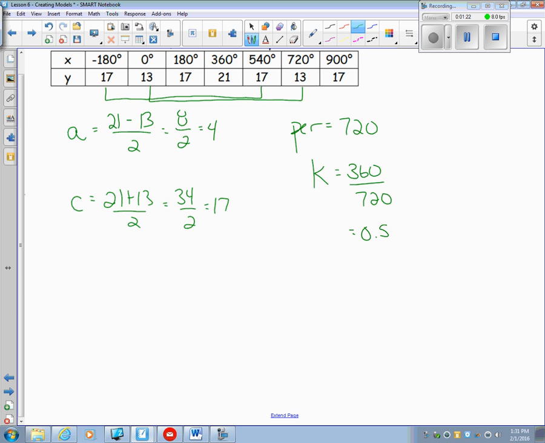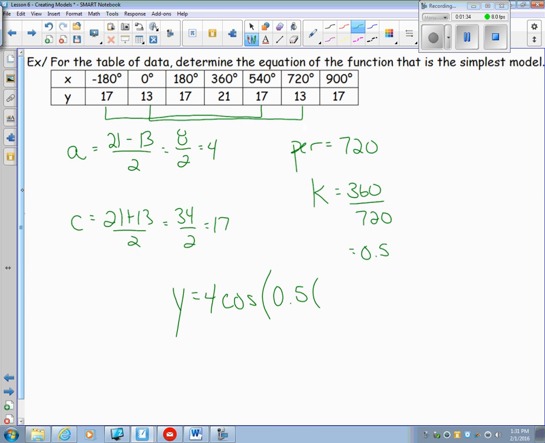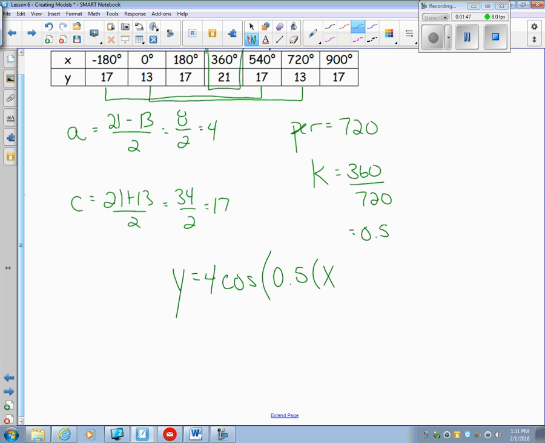Okay, so let's make ourselves an equation. What do we need? Y equals A, 4, times your cos, times your K, 0.5 or 1/2, times your phase shift. A cos curve is supposed to start at the first maximum. The first maximum is right here at 21, but it's not at 0. It's at 360 degrees, so it's been moved to the right 360. How do I show that? Well, x minus 360. And then in my C, my central axis at the end here, plus 17. And there's the simplest equation that we could make.